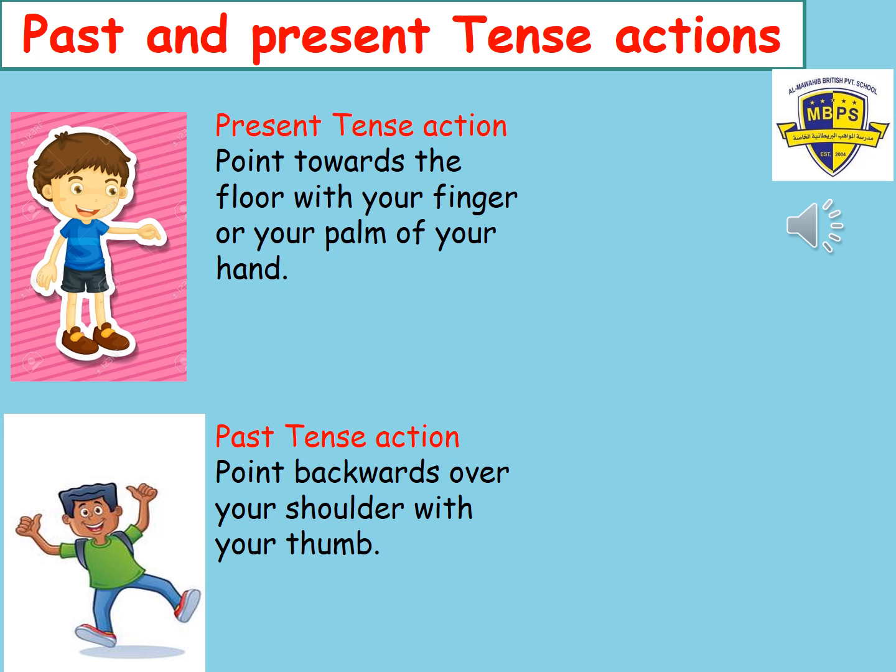Okay? But look at the other picture, the second one down. What does the boy do? Yes, he's pointing backwards. Look, point backwards over your shoulder with your thumb. This means the verb finished. Something happened and finished in the past. So when you point to the floor, this means present. And when you point backwards, this means past.